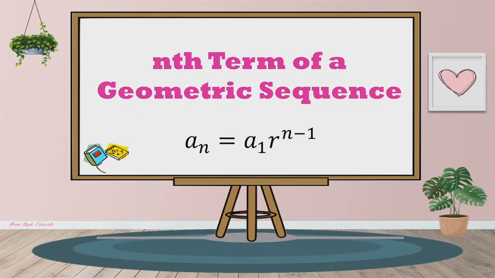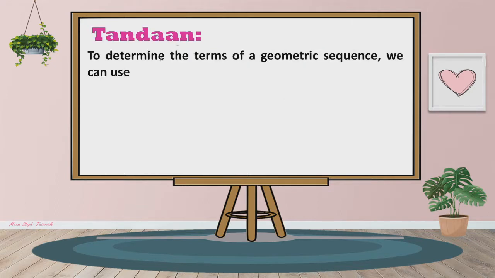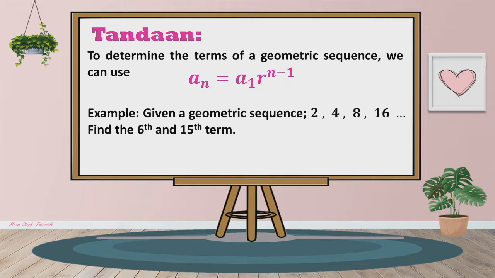So ngayon, pag-aaralan natin ang nth term of a geometric sequence at kung paano gamitin ang nth term ng geometric sequence. So ang kailangan nating tandaan, to determine the terms of a geometric sequence, we can use this function. So a sub n equals a sub 1, which is our first term, r is our common ratio, n minus 1.